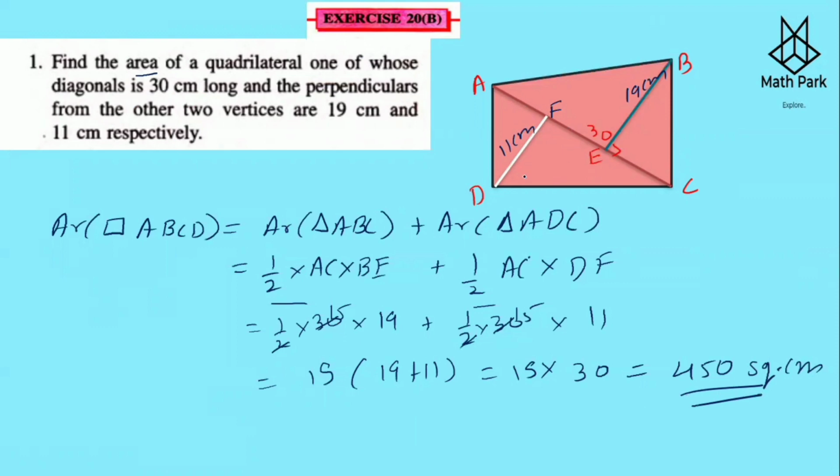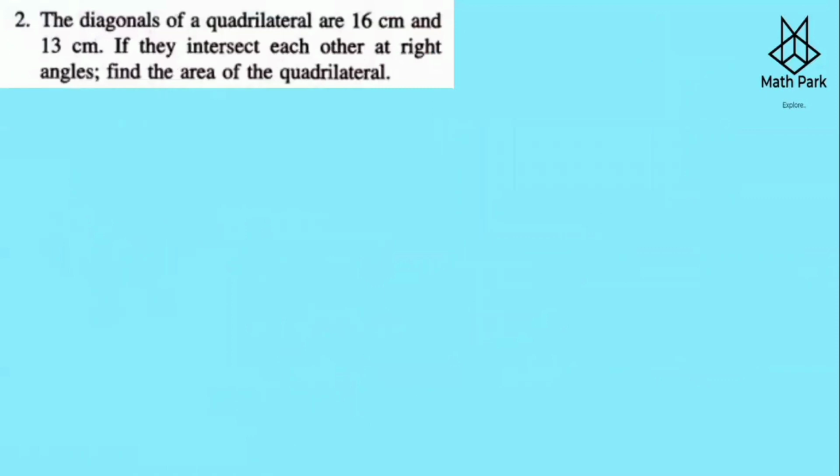Question number 2, the diagonals of a quadrilateral are 16 centimeter and 13 centimeter. If they intersect each other at right angles, find the area of the quadrilateral. Now, we have D1 is equal to 16 centimeter and D2 is equal to 13 centimeter, and they are intersecting each other at right angles.